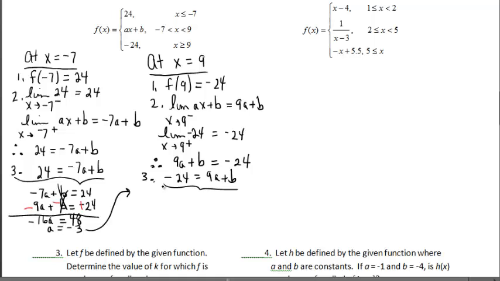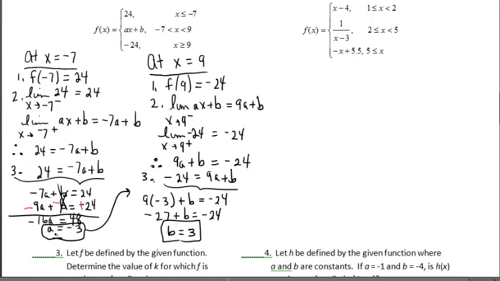Need a little more working room. Okay, so the next thing I'm going to do is find b by plugging a, -3, back into either of these two equations. So I'll just work with this equation right here. I'm going to add 27 to both sides, and that's going to turn that into 3. So a equals -3 and b equals 3. And that would certainly force this piecewise function to be continuous at its breaks.